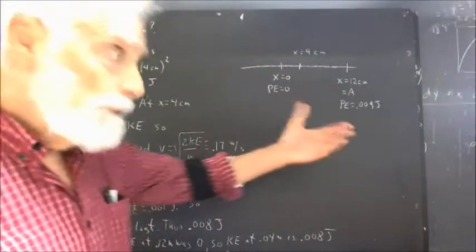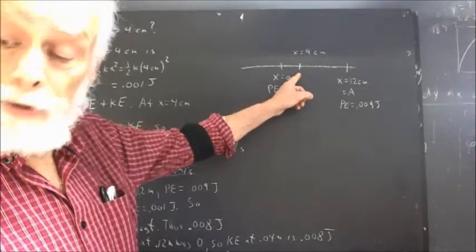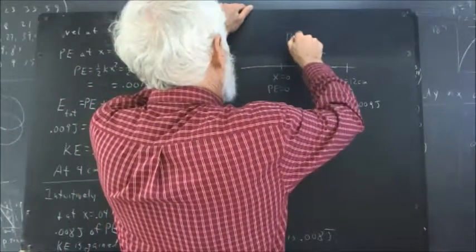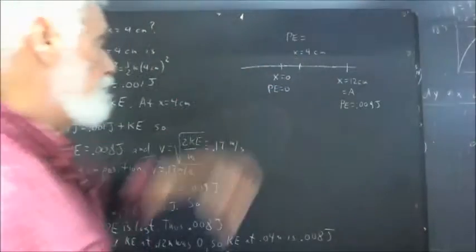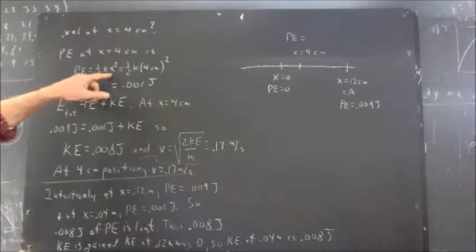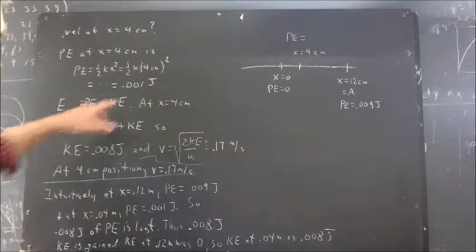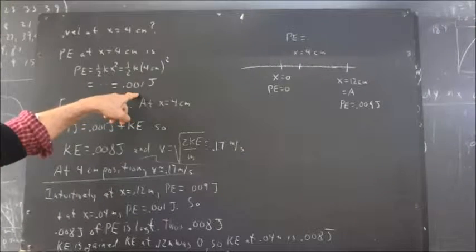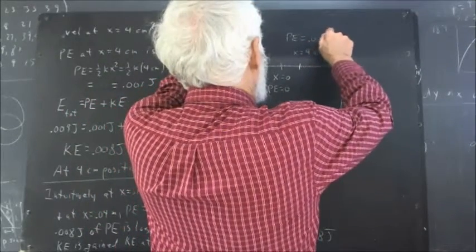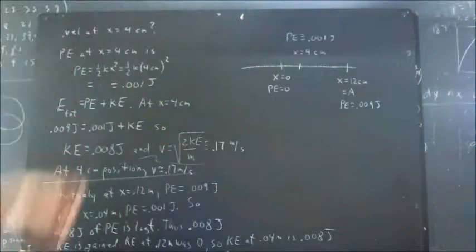But in order to do that, we've been using energy considerations. We can calculate our potential energy at 4 centimeters. So what's the potential energy here at the 4 centimeter position? Well, the potential energy at any position x is 1/2 kx squared. So that's 1/2 k times the square of 4 centimeters, and that comes out very close to 0.001 joule. Okay, so that's 0.001 joule, approximate, but it's actually, I think, pretty close for these calculations.